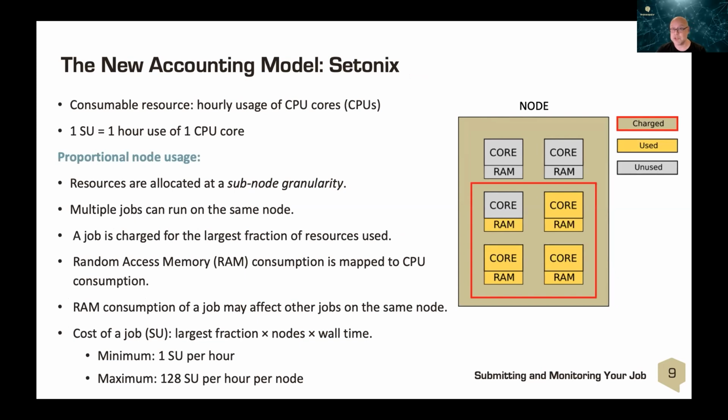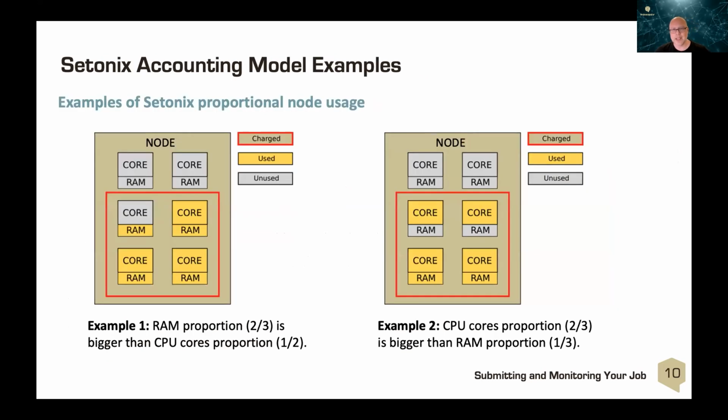So on Setonix, as mentioned earlier, we have a shared allocation model by default. You can make a resource request that comprises only a subset of a node's cores or a fraction of its memory. Associated with each core is its proportion of the node's total memory. If your request requires, for example, 3 cores for running tasks, but 4 cores worth of memory, it will consume 4 service units per hour and not 3. It's always the larger fraction of the core usage or the memory usage that is relevant.